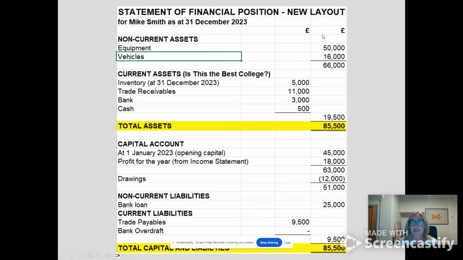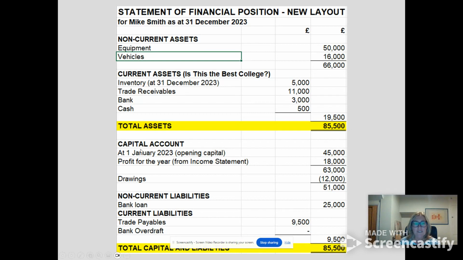So we've got non-current assets top right, then we add in the current assets, list those in the left-hand column. So again, the left-hand column is providing the detail generally, the right-hand column the headline news. So the total for those current assets, 19,500, which we're adding to the non-current assets to get to total assets, 85,500. And we're going to prove then that those assets equal the total of Mike's capital plus his liabilities.